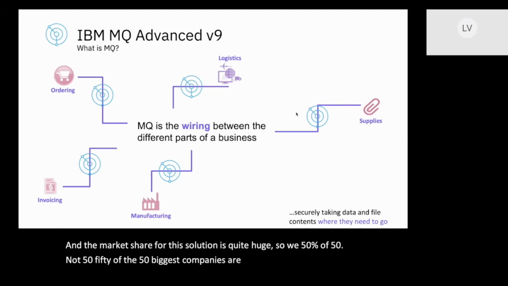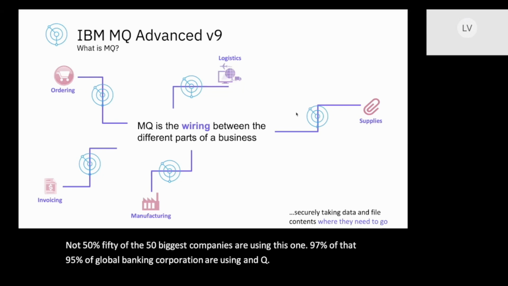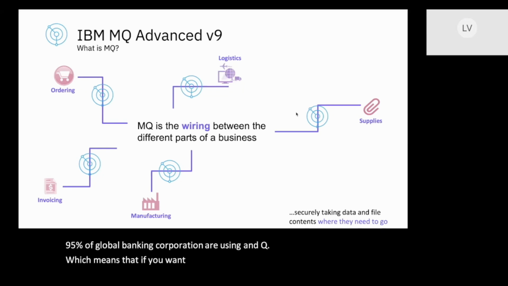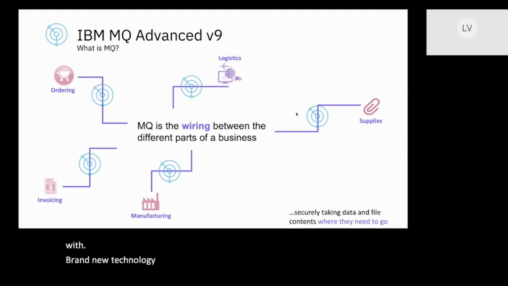97% and 95% of global banking corporations are using MQ, which means that if you want to do an integration for a big company, you can be sure that you will find an MQ somewhere. And you must be able to leverage the MQ solution to maybe do an integration with brand new technology or a brand new application. And why is it the leader?